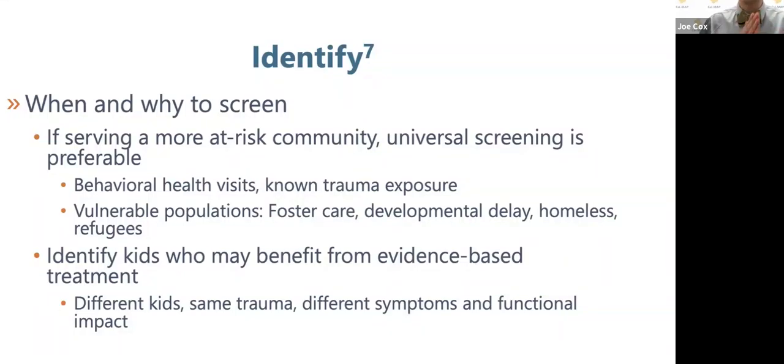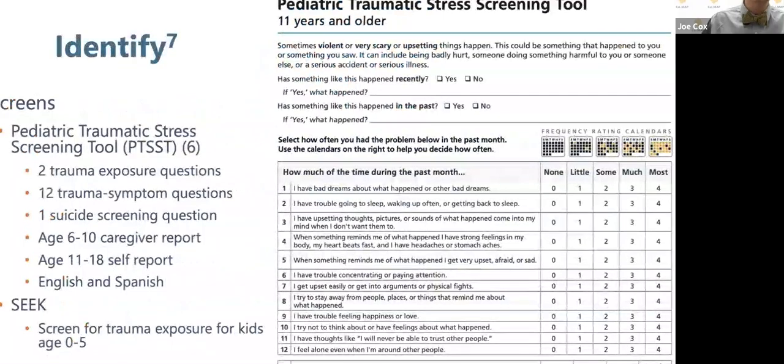But in specific populations, so if they're in a really high at-risk community, such as kids who are in foster care, kids with developmental delay, kids who are refugees or have housing instability, those are people we want to be screening for regularly. If it's there for a behavioral health visit, like I said, they're having trouble sleeping. Oh, by the way, this happened as well. We want to be asking in those kids. Another way to ask is to use a screener. You can just ask, hey, has anything scary or upsetting happened to you recently or in the distant past? You could definitely do that with the kids and the families.